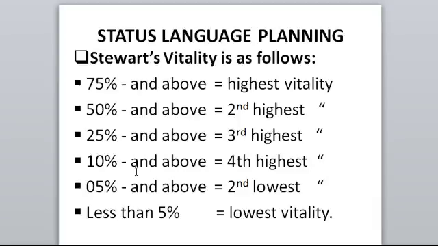Now, let's look at Stewart's vitality, and it goes as follows. Again, look at the table.